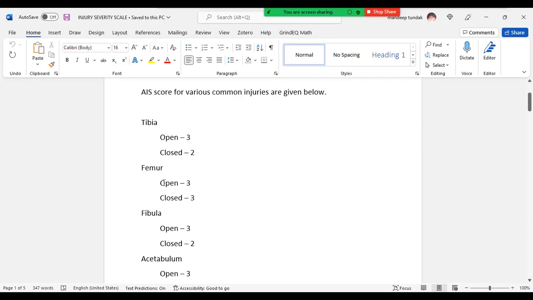For femur, if it is open, the score is 3, and if it is closed, again the score is 3. So for both open and closed, the score is 3, and it does not change with neck fracture, shaft fracture, or distal femur fracture. The score is always 3 for this patient. Then for fibula fracture, if it is open, the score is 3. If the fibula fracture is closed, the score is 2.